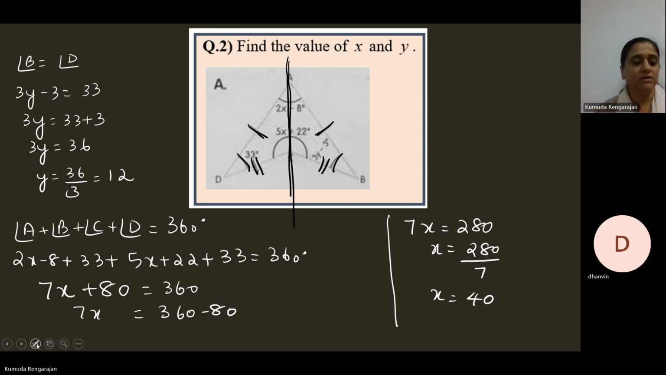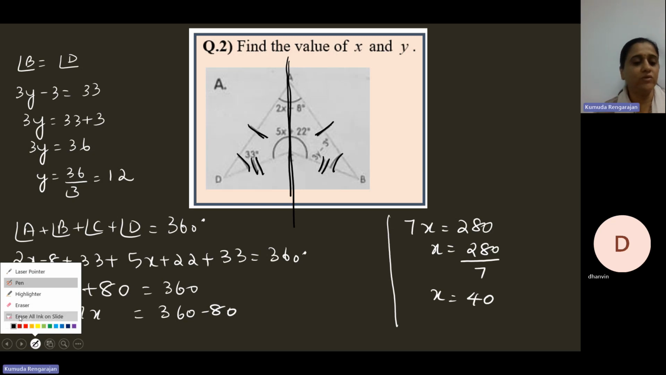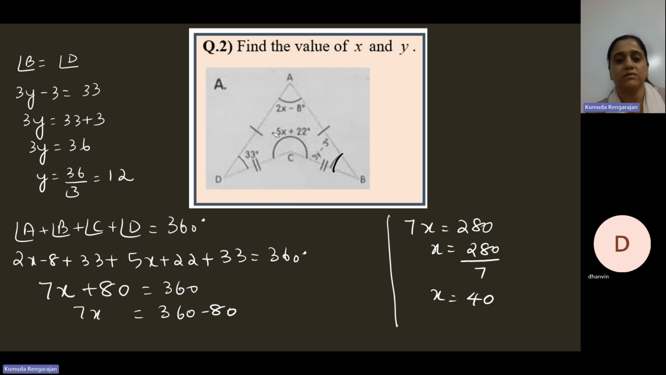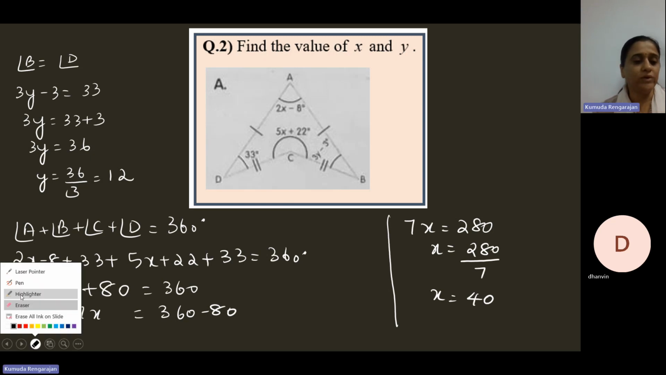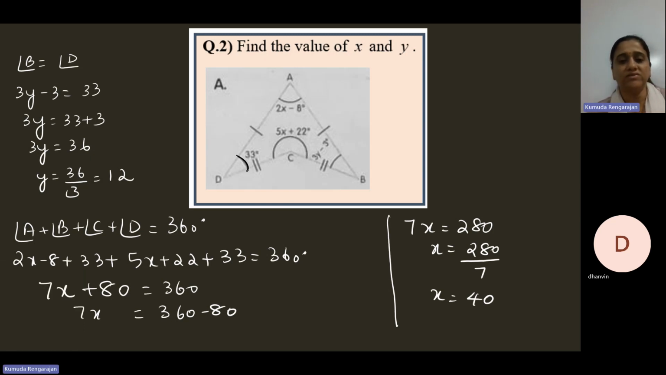So listen. After you find y, you need to find the value of x. We know that this angle is equal to this angle. So if this is 33, this is also 33. So now this angle 2x minus 8 plus 33 plus 5x plus 22 plus 33 is equal to 360. On solving this, you can find x.